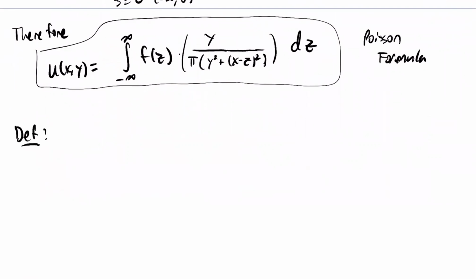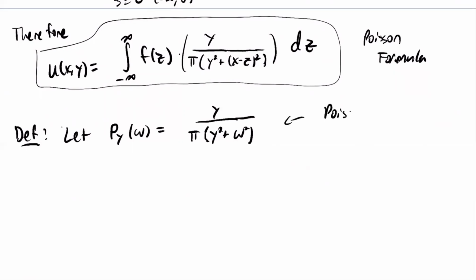Let me define a function p sub y of w. Let this equal basically what we have here. So y divided by pi times y squared plus w squared, right? So this is the Poisson kernel, which is a very important object that shows up when studying Laplace's equation.